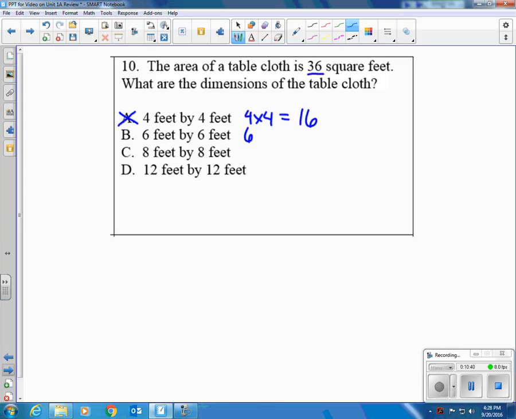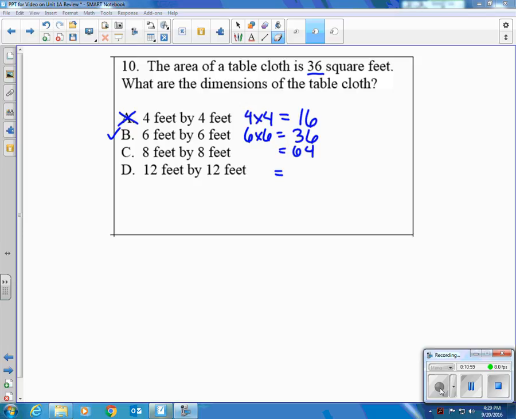6 by 6, 6 times 6 is 36. All right, so far I like this one. 8 by 8, that's going to be 64. And 12 by 12 is going to be 144, sorry. So clearly the right answer here is the one that's 36, so it is B. B is the right answer for that one.